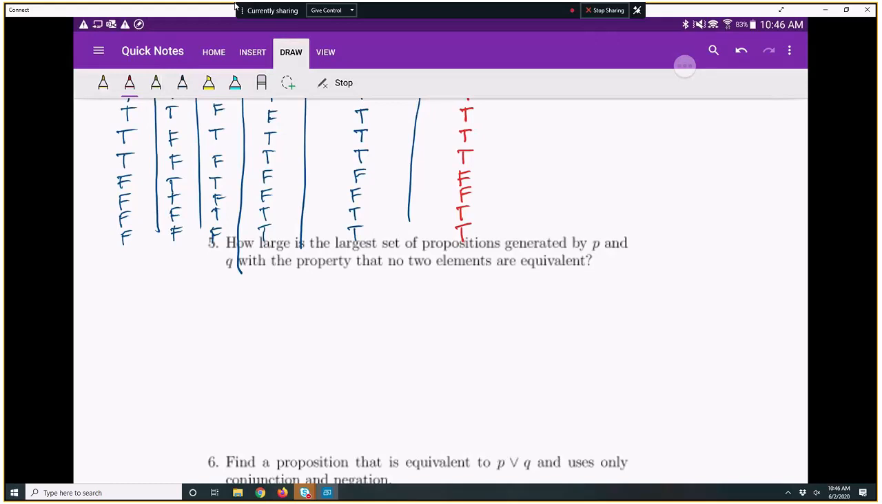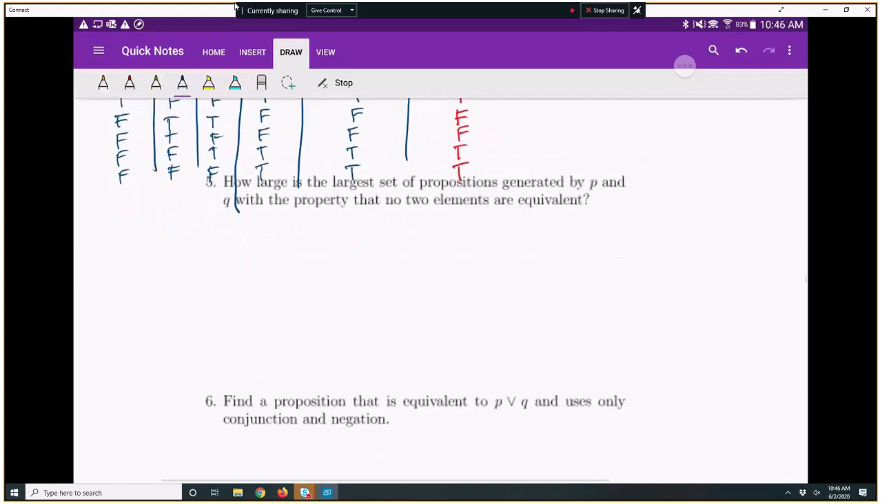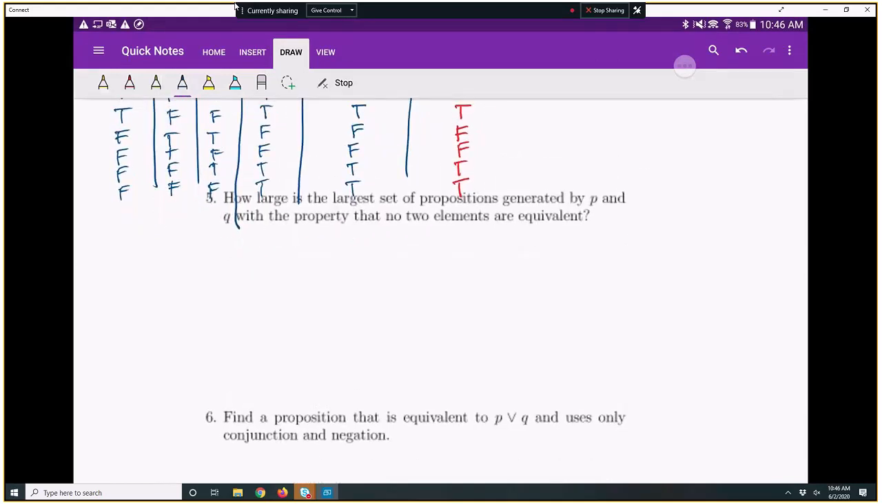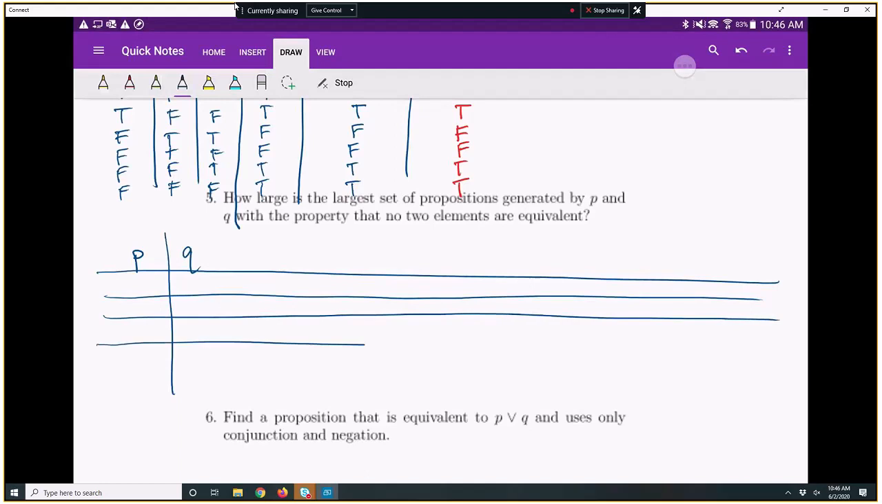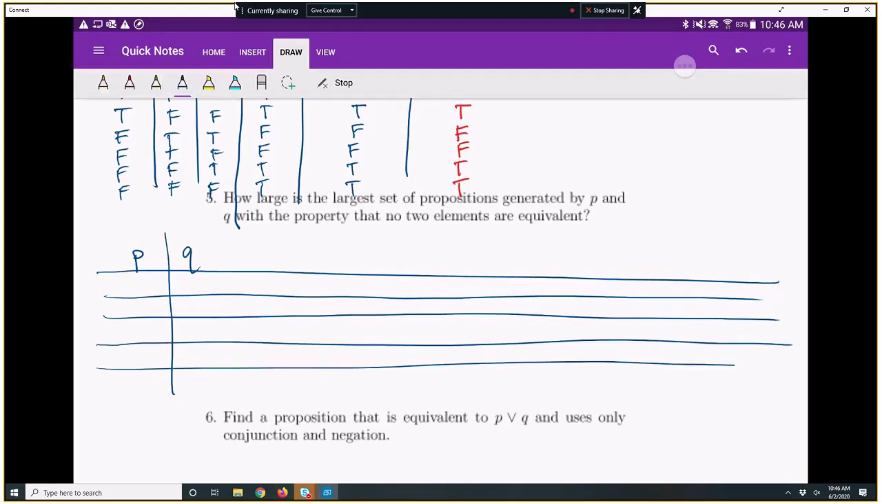Question 5. How large is the largest set of propositions generated by P and Q with the property that no 2 elements are equivalent? So I can think again about the truth table, and I'm thinking of propositions generated by 2 elements. So I know that this truth table is going to have 4 rows. In order for no 2 elements to be equivalent, that means that none of the columns can match.